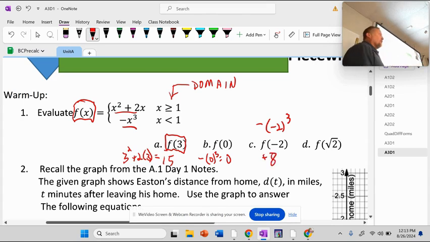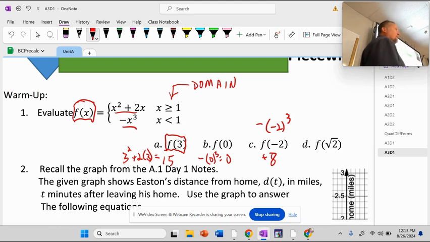Now, I'm going to do this one. I'll just tell you what it is. What's f of root 2? That's kind of mean. Is root 2 bigger than 1 or less than 1? Bigger. It's 1.4. I mean, come on. Root 1 is 1, so root 2's got to be bigger than that. So it would be the top one.